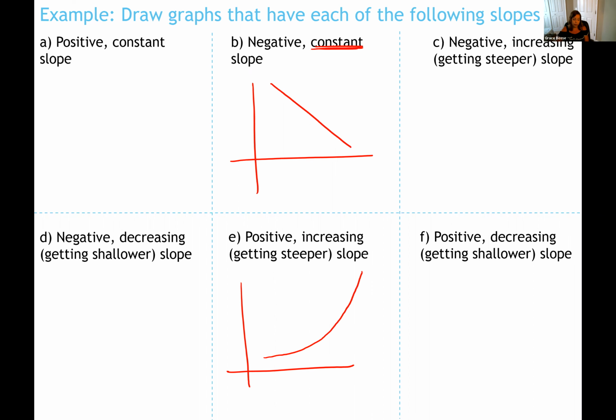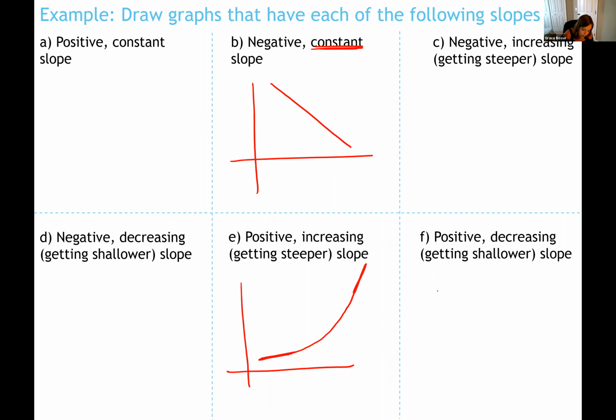So this graph that I've just drawn, you can see that it's kind of flat at the beginning, and then as it keeps on going, it's getting steeper and steeper and steeper. And the slope itself, the graph itself, it's always sloping upwards. So there's an example of positive increasing slope.